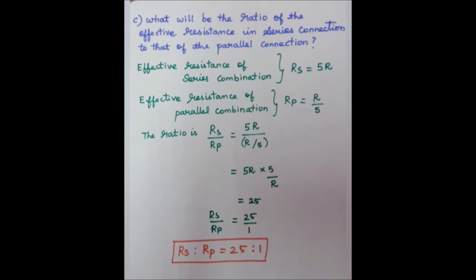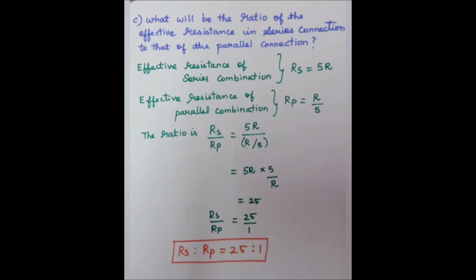What will be the ratio of the effective resistance in series connection to that of the parallel connection? In series connection, the effective resistance Rs equals 5R. In parallel combination, Rp equals R by 5. The ratio of Rs to Rp equals 5R by R by 5.